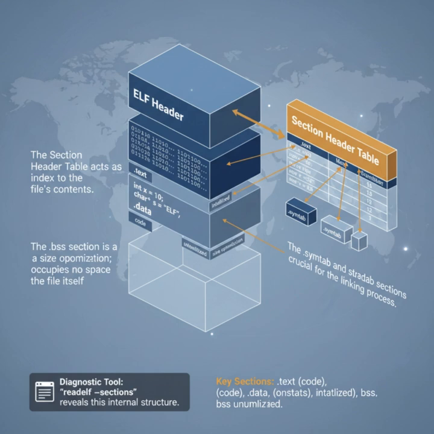Other critical sections include .symtab, which contains the symbol table for linking and debugging, and .strtab, the string table. You can inspect all of this directly using the command readelf -S on any object file or executable. This provides a precise map of your binary's memory layout before it's even loaded.